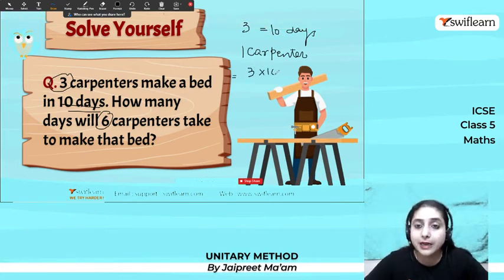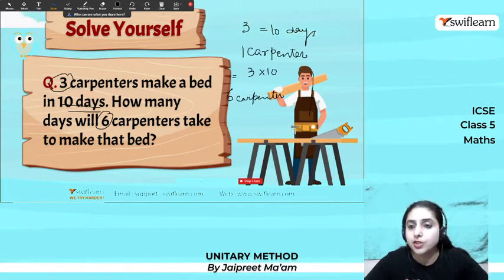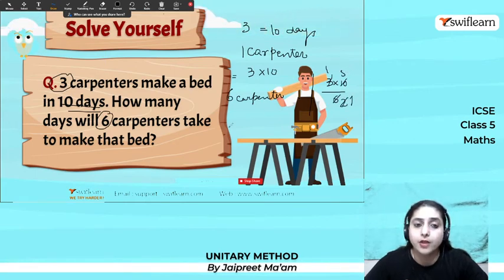So it will take 10 times 3. Now for 6 carpenters, for 6 carpenters how much will it be? It will be, I will write here, 3 times 10 upon 6, right? 3 times 1 and 3 times 2, 2 times 1 and 2 times 5. So it's only 5 days. So the time has reduced this much.